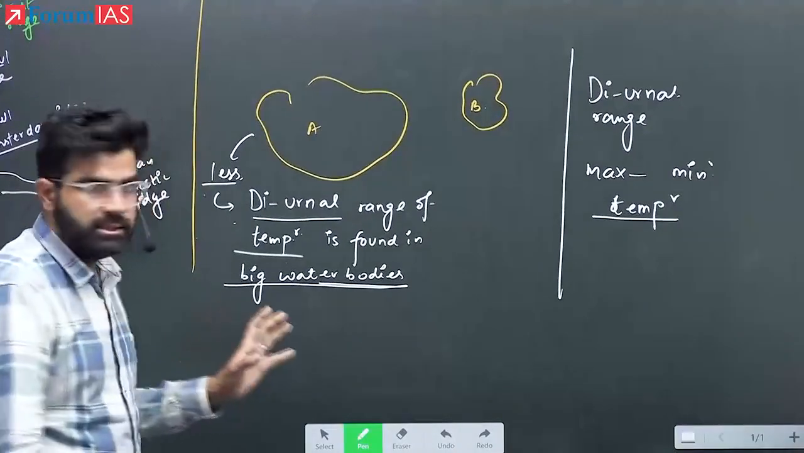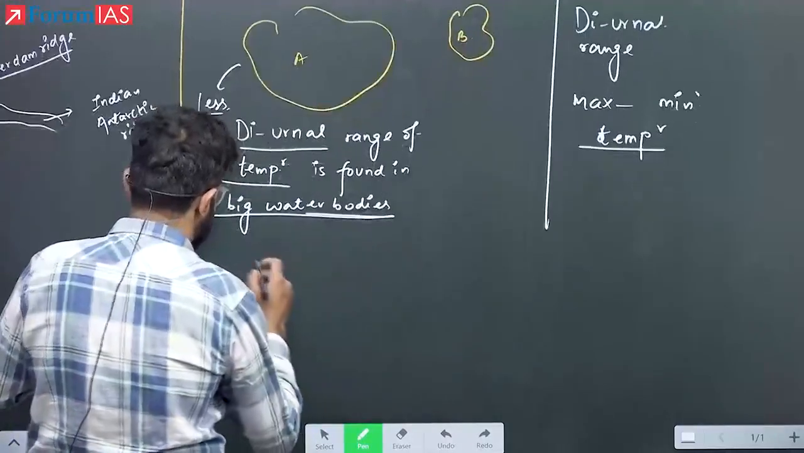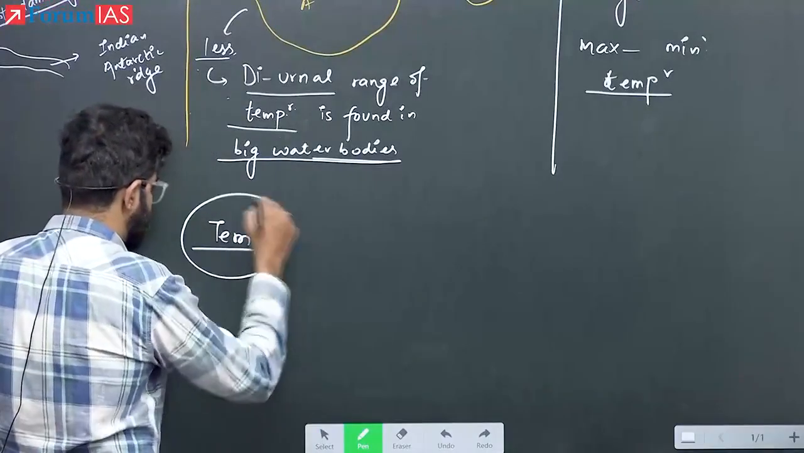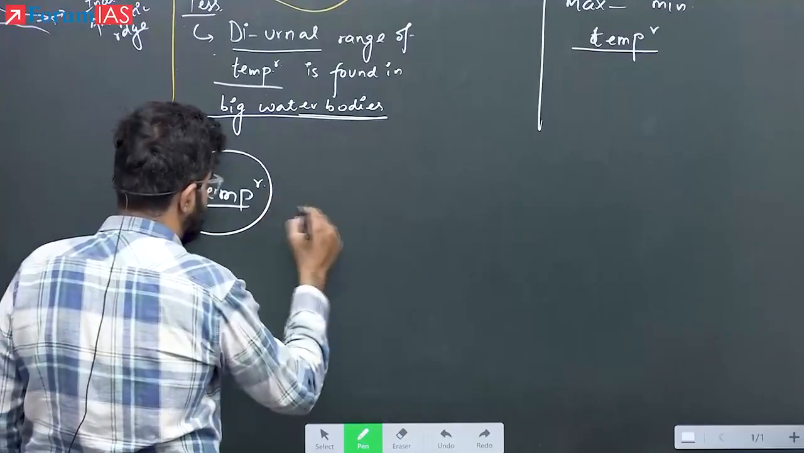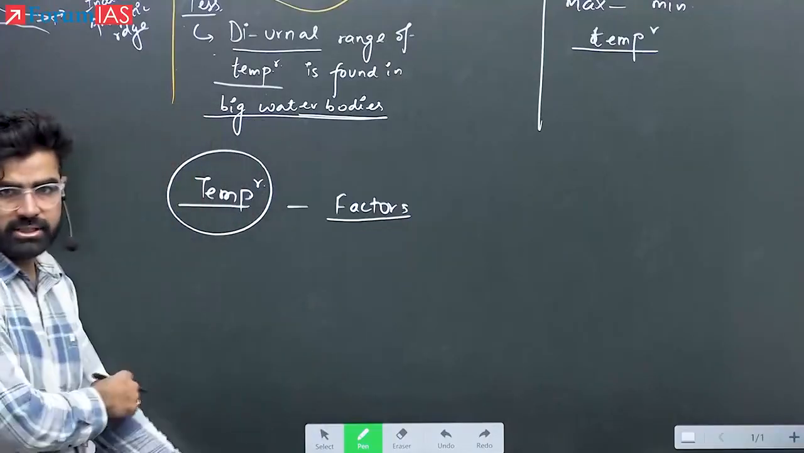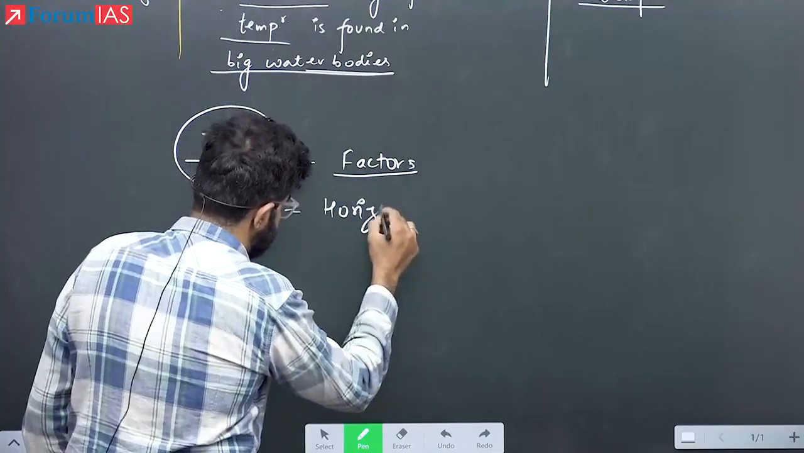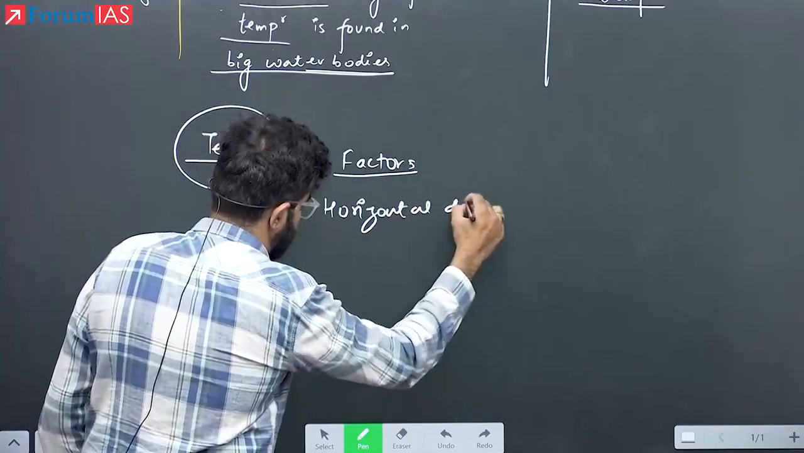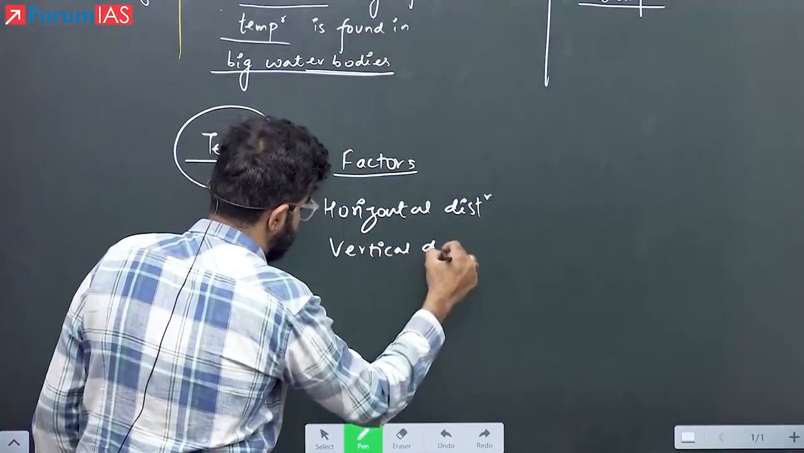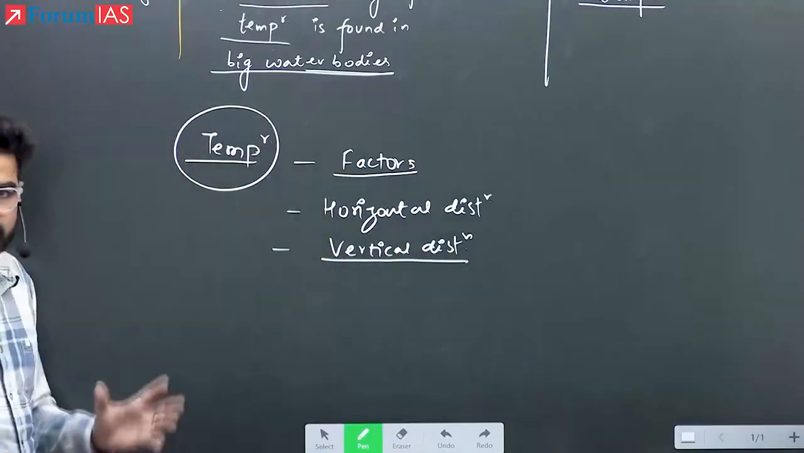Now the first thing that we will learn about temperature, we will see these three dimensions. For the prelims, this area is very, very significant. Number one, we'll learn about the factors which can affect the distribution of temperature in the oceanic water. The second is horizontal distribution and the third is vertical distribution of temperature. So these are going to be the three dimensions of temperature.